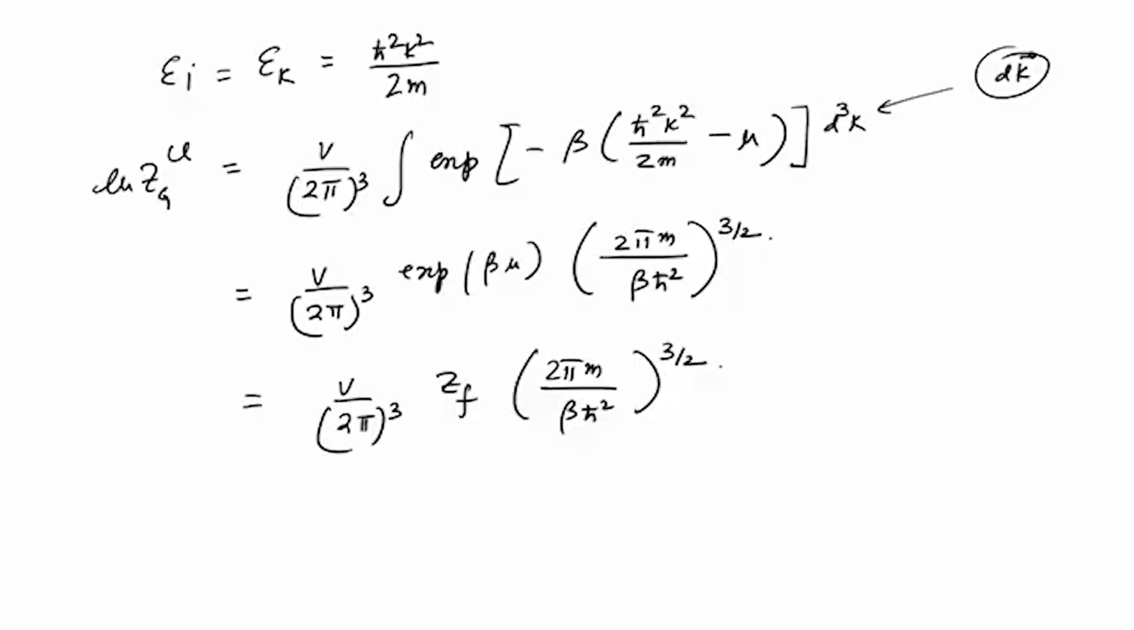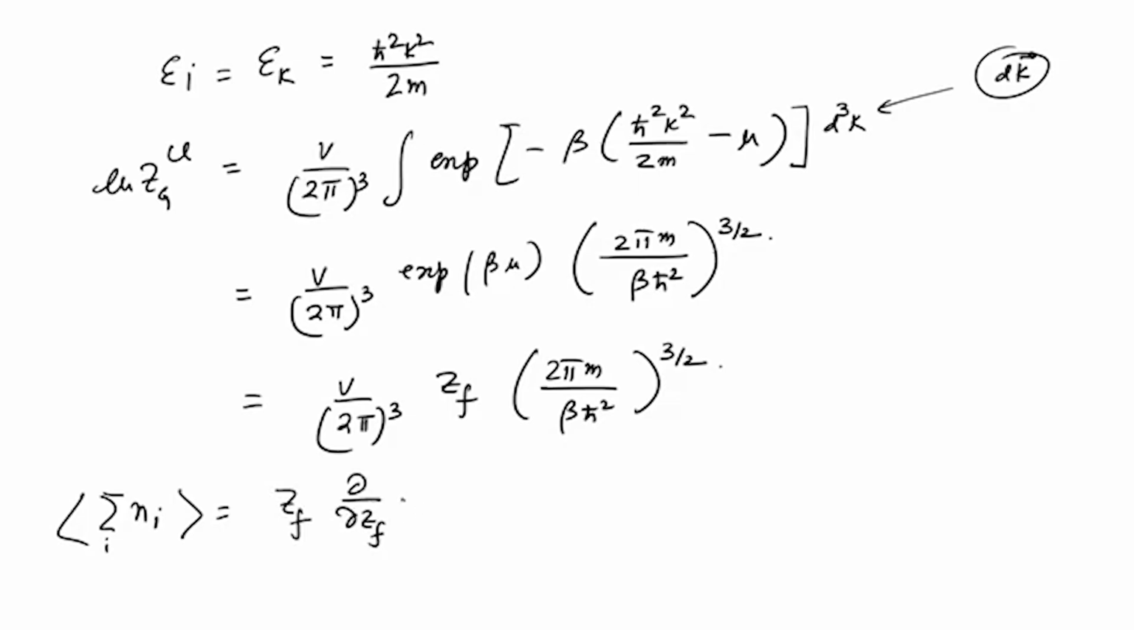Why we are writing the log of Zg will be clear in the next class, because this log of Zg is actually related to the thermodynamic parameter PV over kT, and we will see that this equation of state really comes in. And the average number of particles, what will happen to that? If you take this, then this is equal to zf ∂/∂zf.